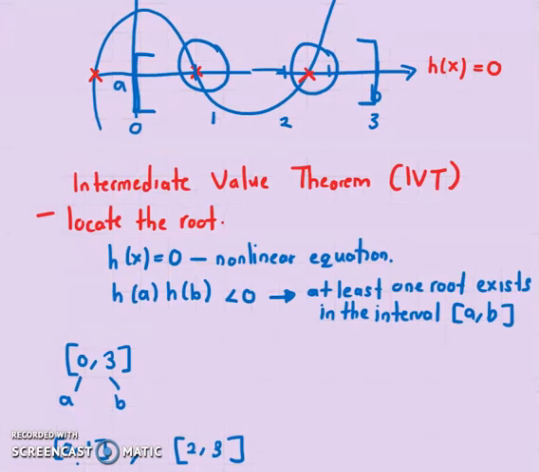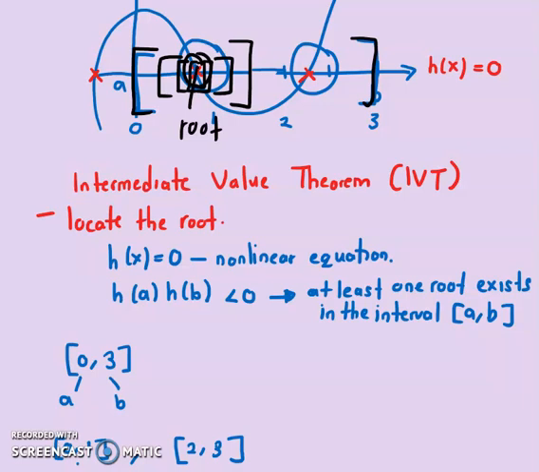Let me just give you the general idea. So you start with the big interval. You check whether the root exists or not. If it does not exist, you narrow it down to a smaller interval like this, and then keep narrowing it down here, and here, until you find the root.